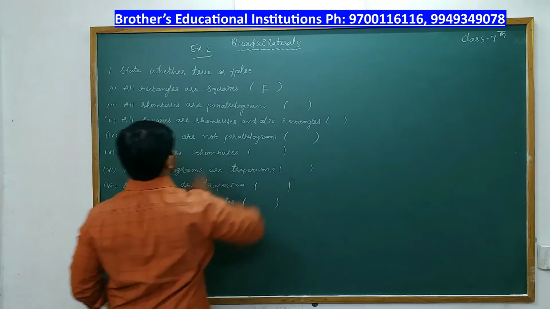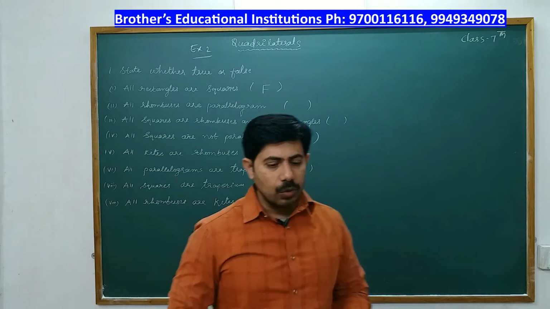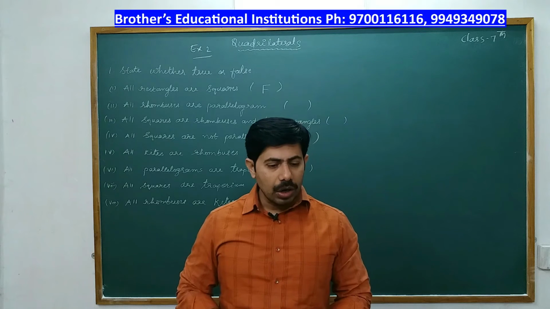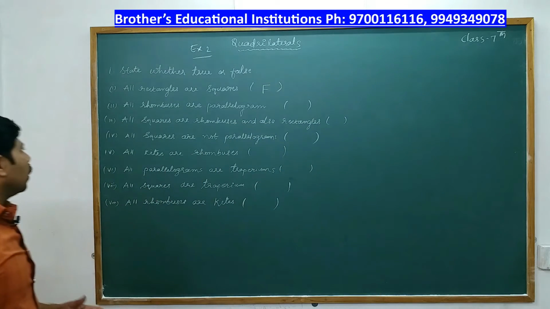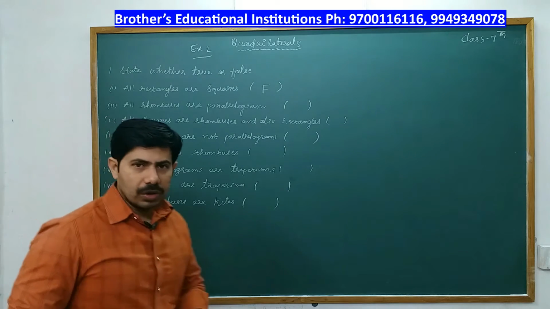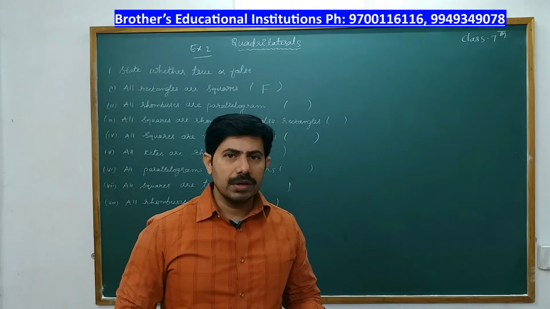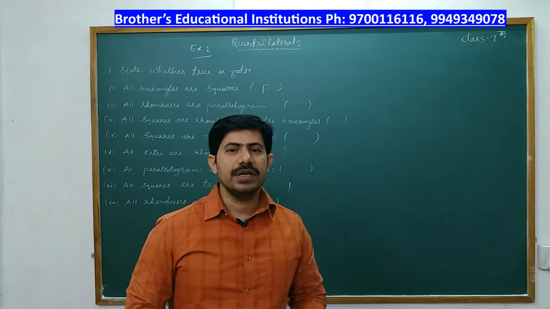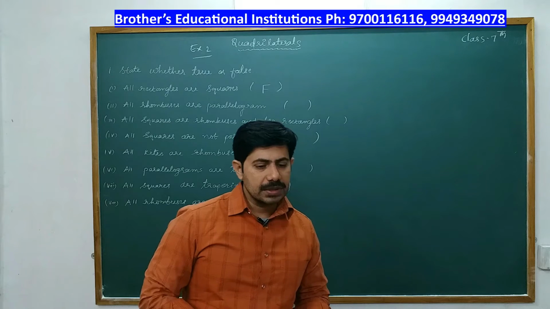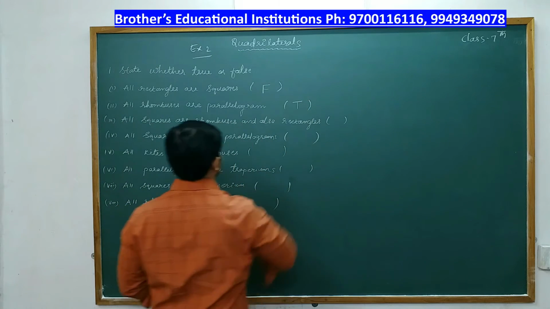This is false. Next, all rhombuses are parallelograms. So all rhombuses are parallelograms is a true statement, because in a rhombus all sides are equal and diagonals bisect each other. In a parallelogram, opposite sides are equal and diagonals bisect each other. So we say all rhombuses are parallelograms is a true statement.